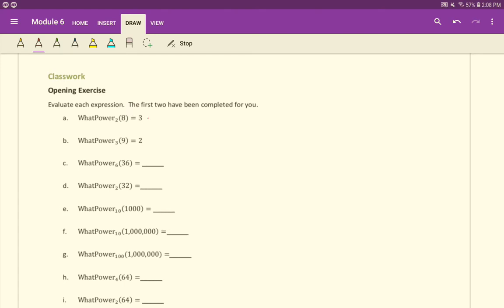So what's the question here? This is really asking: what power of 2 is 8? And the answer is 3, because 2 to the third equals 8.